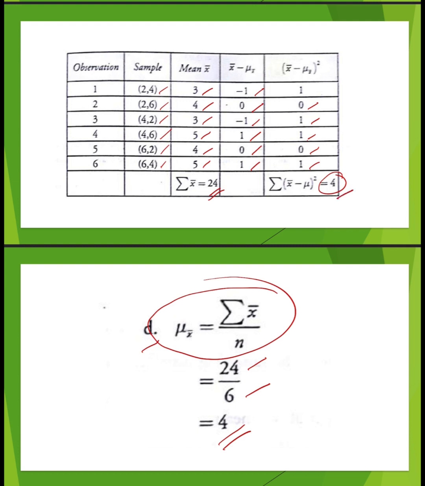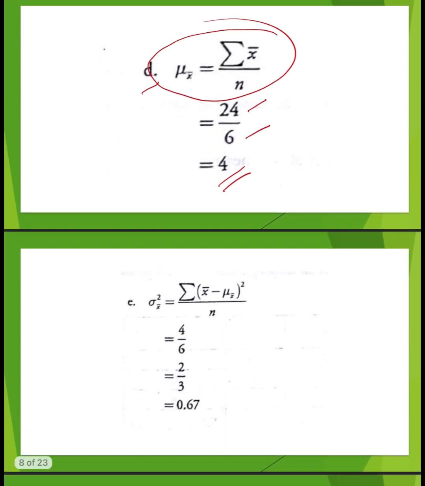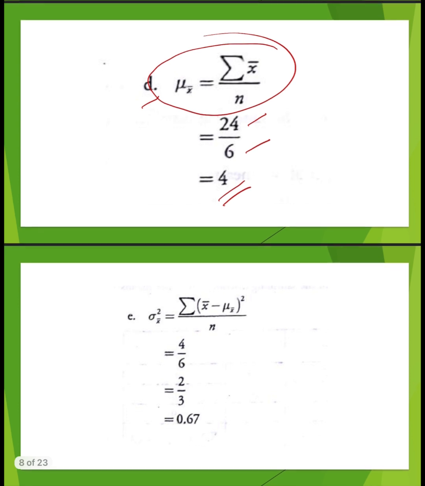Okay, we have now the data for the summation of the mean minus the sample mean squared. We are now ready to find the variance of the sampling distribution of the means. That is denoted by this formula. So what is our summation of the mean minus the mean squared? That is 4 over 6 observations. That is 2/3. And 2/3 is equivalent to 0.67 or 67 hundredths.